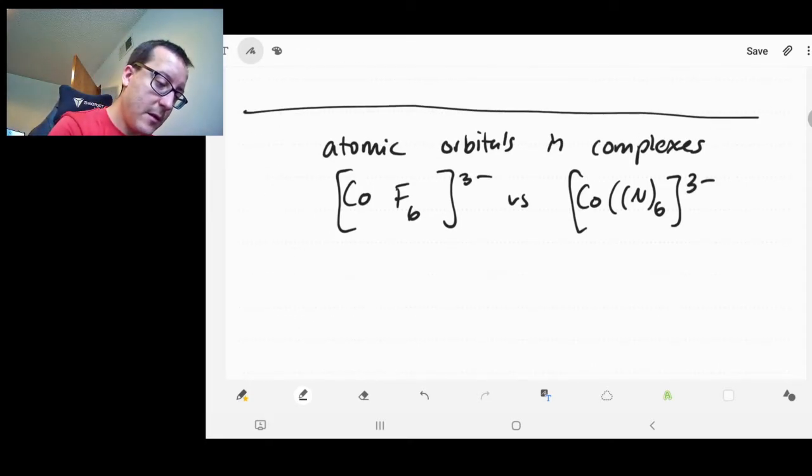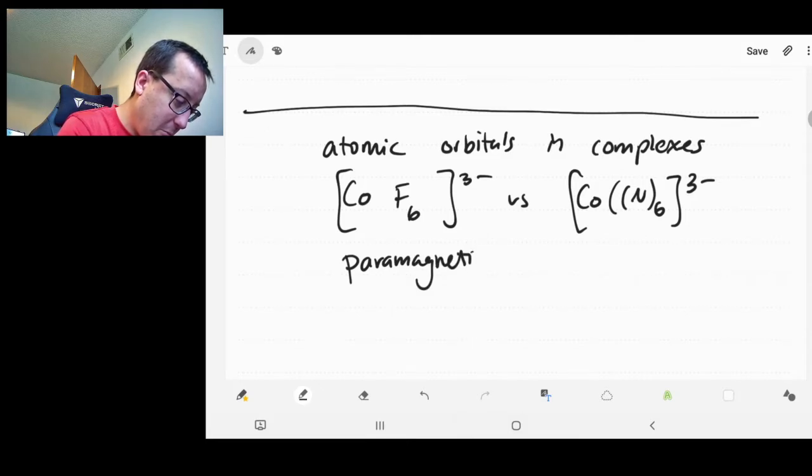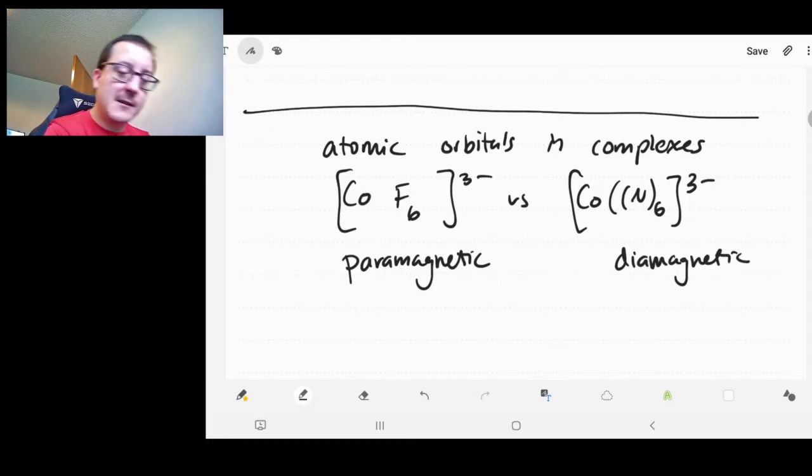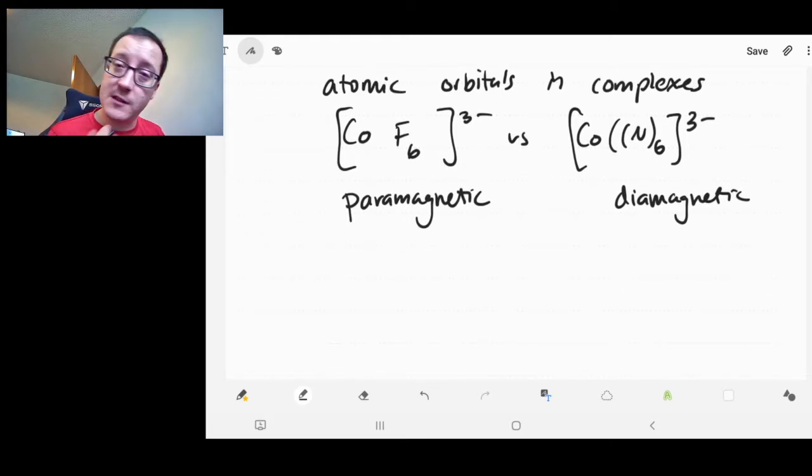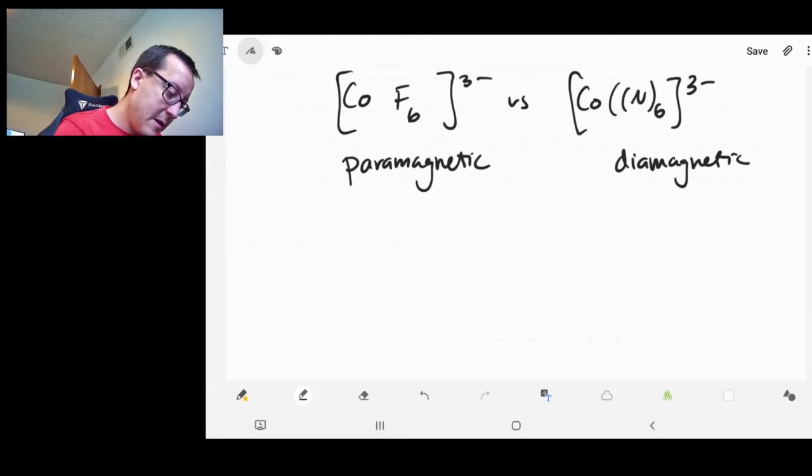We're going to see that this one here is going to be paramagnetic, and this one is diamagnetic. And so, what's going on here? They both have cobalt 3+. Let's take a look at what's actually happening with these and see if we can figure out an explanation of what's going on here. So these would both be octahedral complexes. They both have 6 ligands, right?